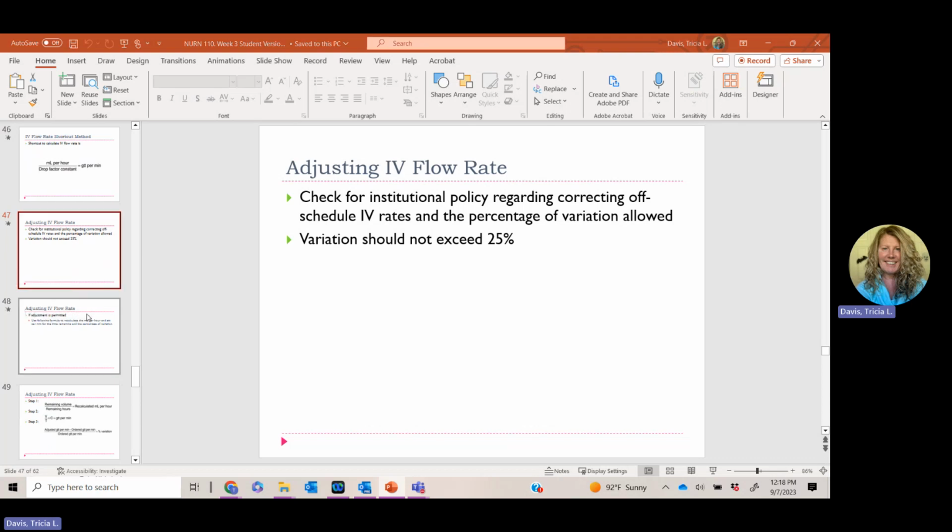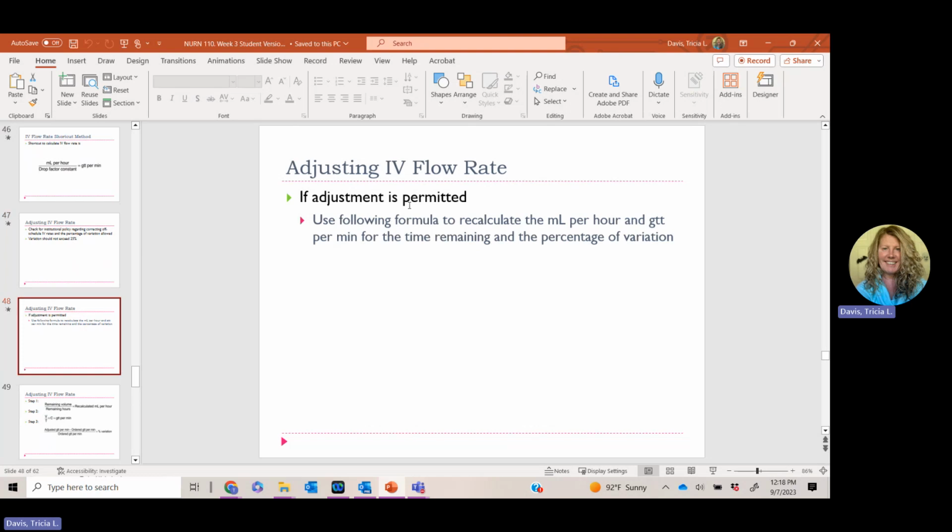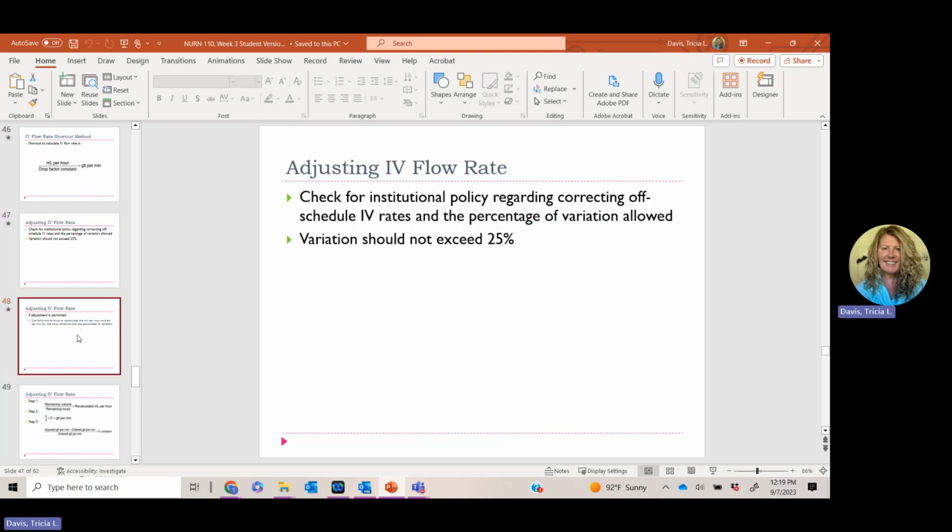Sometimes we might have a patient who is not tolerating a fluid, which is what I see in most cases, because it burns or it's going too fast and the IV keeps beeping and we don't want to blow the vein and have to put in a new IV. So instead of running it at 50 mLs per hour like it was ordered, we might want to adjust it and make it a little bit slower for the remaining time. So we have to adjust this IV flow rate, figure out the adjustment, and make sure it's not more than 25% difference.